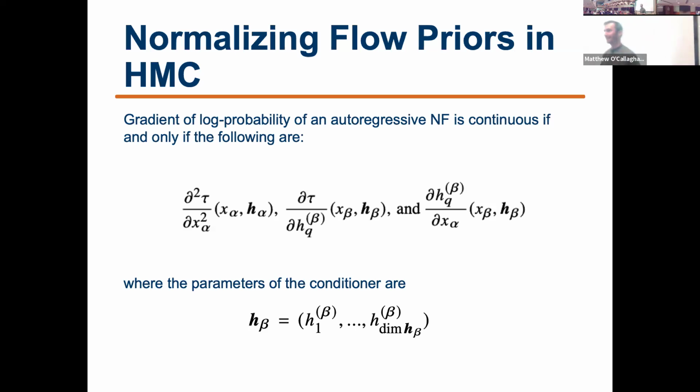Question. Yes, please. I'm sorry, but why do you need it to be second order derivative continuous? Okay, great question. No, so this is exclusively for implementing normalizing flow priors in Hamiltonian Monte Carlo.